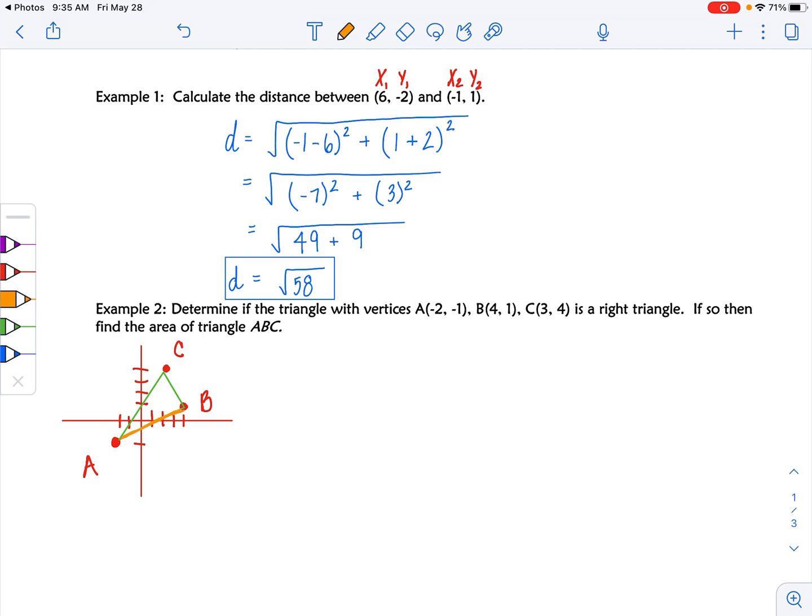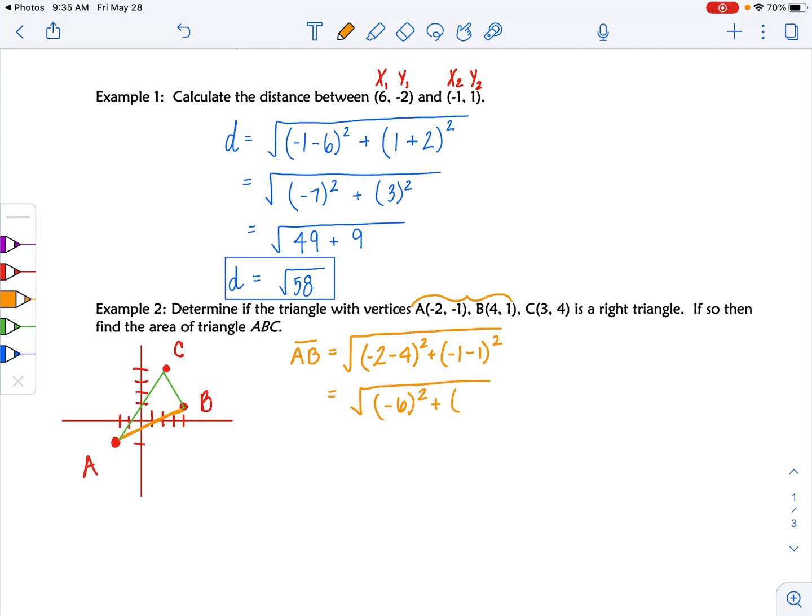I'm going to color it yellow. I'm finding the distance from A to B, and I'm looking at just these 2 points. It does not matter which point you call your x1, y1, as long as it's the same point. So I'm going to do -2 minus 4 squared, -1 minus 1 squared. I would like to see all this worked out, so please just take time.